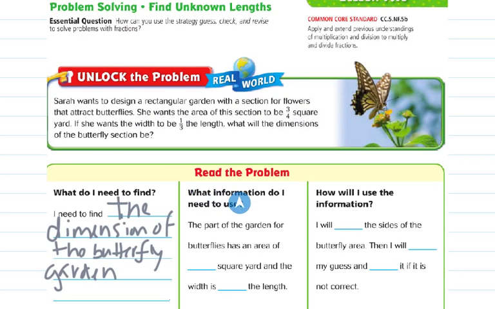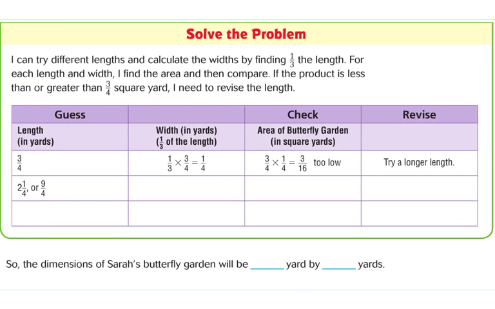Next, what information do I need to use? So what we would say is the part of the garden for the butterflies has an area of 3/4 square yard, and the width is 1/3 the length. How will I use the information? Well, we're going to guess the sides of the butterfly area, then I will check my guess and revise if it's not correct.